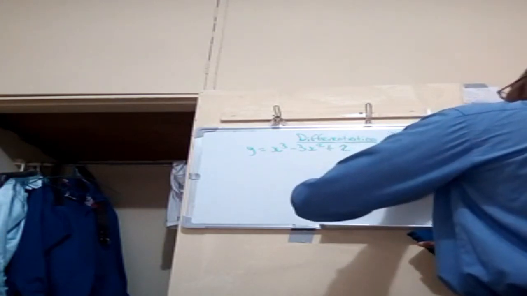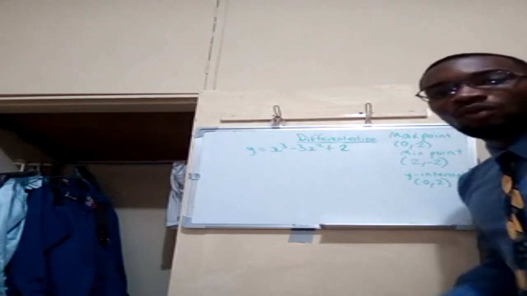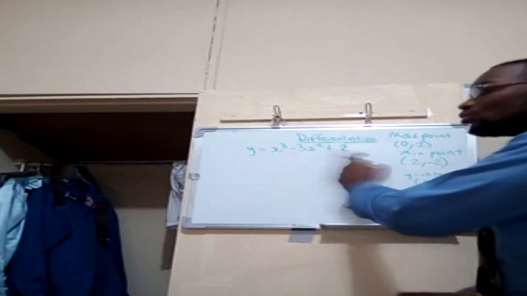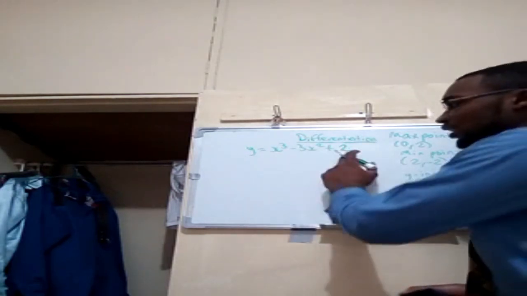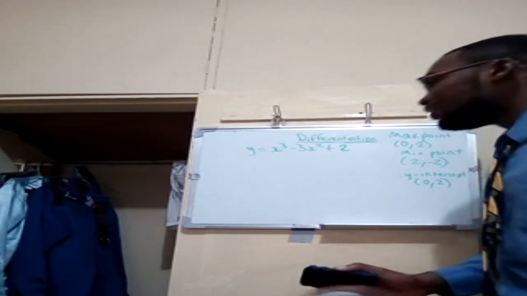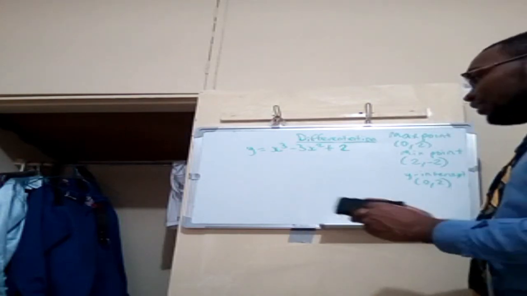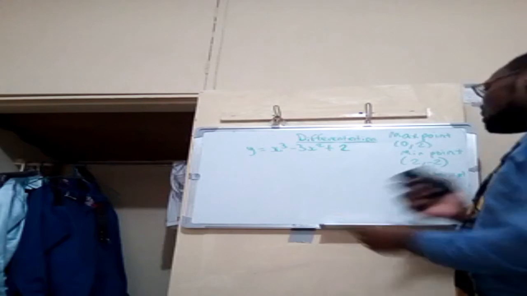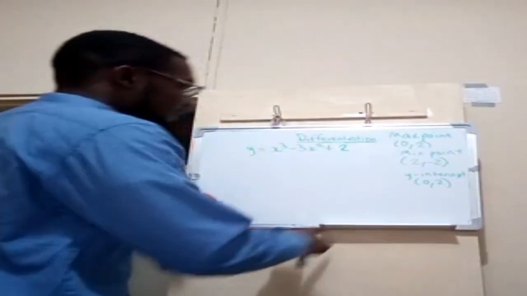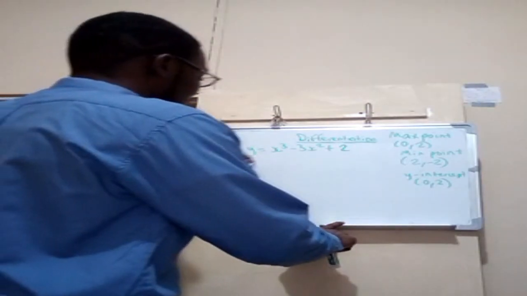0, 2. The only other information we could want to make the graph a little perfect is to find the roots. And to find the roots, we would solve this cubic equation equal to 0. But we're not looking at that right now. So we're just going to sketch this curve now. So the curve looks something like this.